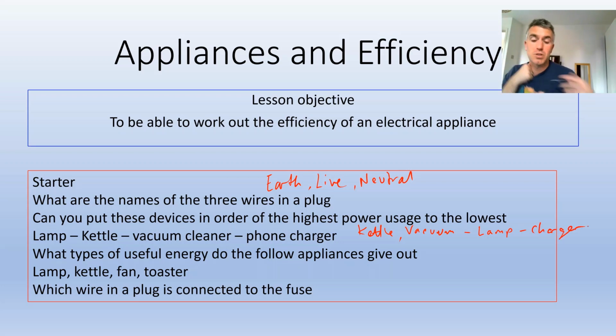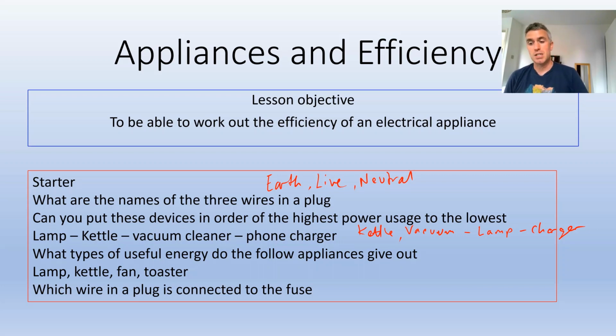Because the kettle produces a lot of heat very quickly. A vacuum cleaner doesn't make heat, but it does have movement, so the fans and the spinners. A lamp produces light. A phone charger doesn't really produce anything. It doesn't actually give anything to the battery.